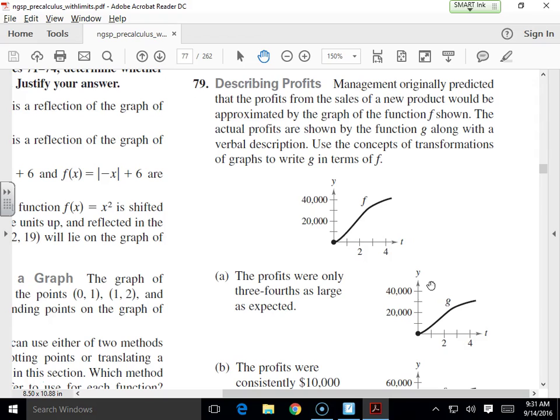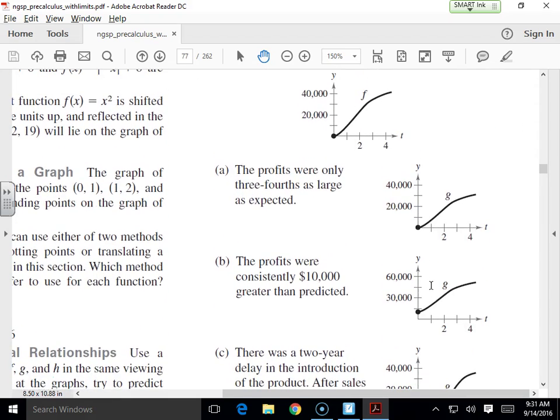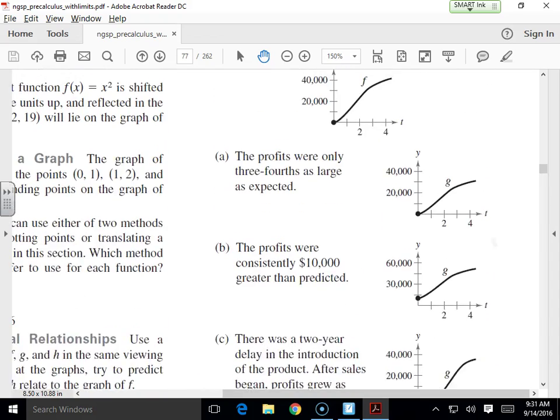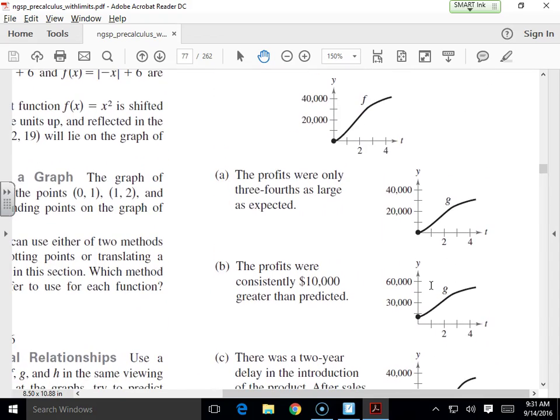Anyway, management, that's weird. Originally predicted the profits, sales, approximated, actual profits, used transformations. Okay, so this was the prediction. This is what was predicted to happen. This is what actually happened. Starting in A, and then in B, and then in C. So we're supposed to think of, okay, this is what was there originally. Nice thing is they gave us a verbal description, because it'd be a little hard just looking at the graph. So they didn't give us representative points, so good. But my question to you is, before you can do this problem, what's X and what's Y?